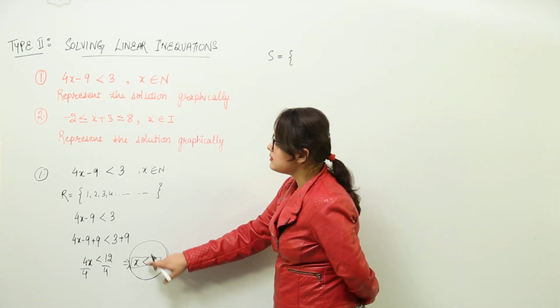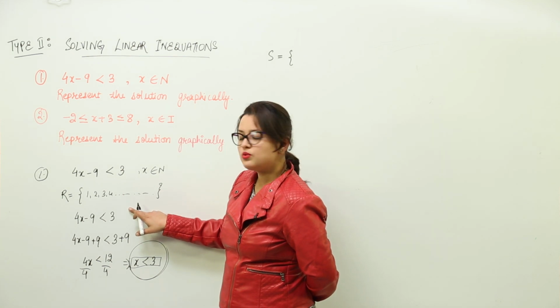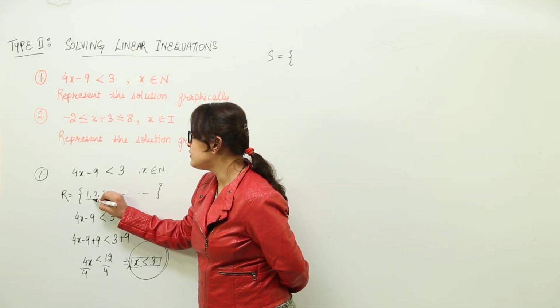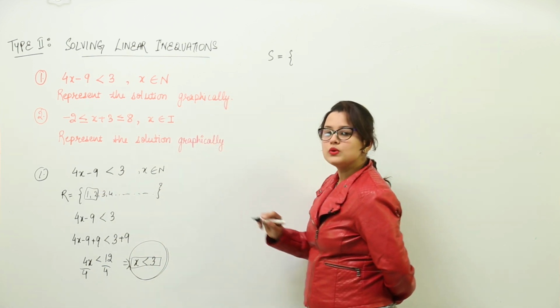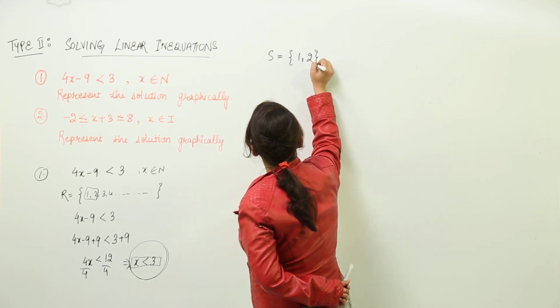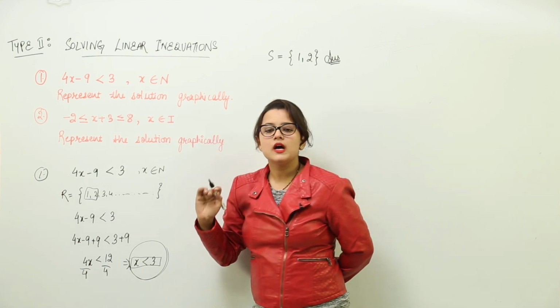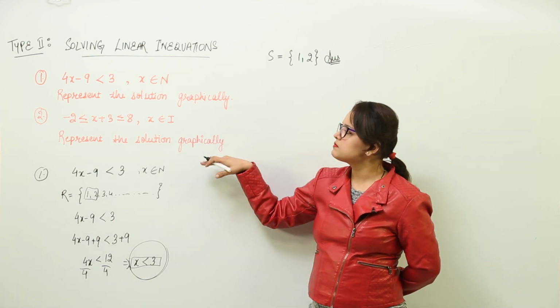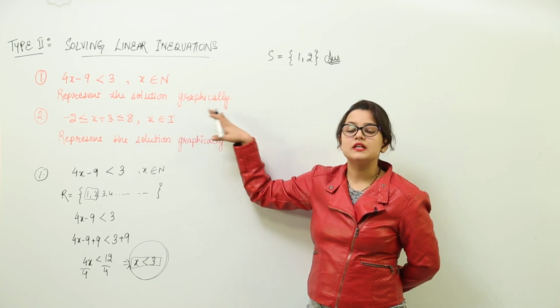Now, do we have values less than 3 in the replacement set? Yes, we do. We have only 2 values which are less than 3. So in the solution set, we are going to have the values 1 and 2. Now the last part of the topic is to represent that solution graphically.